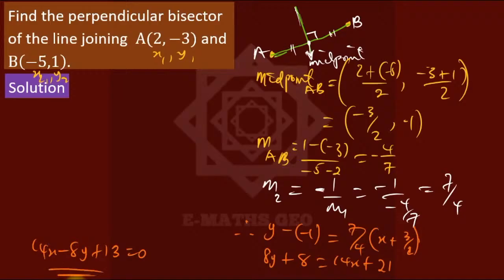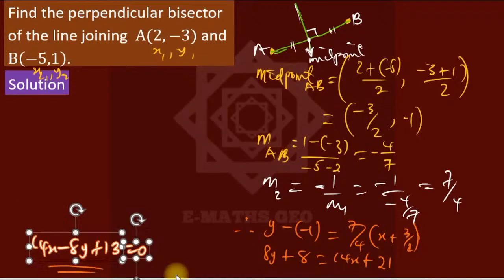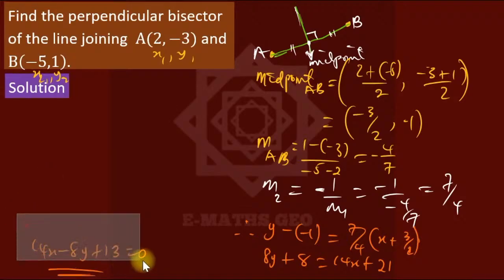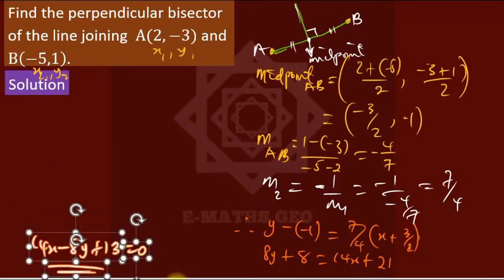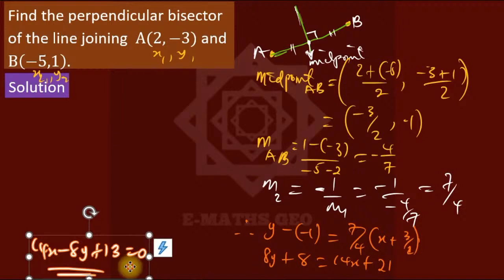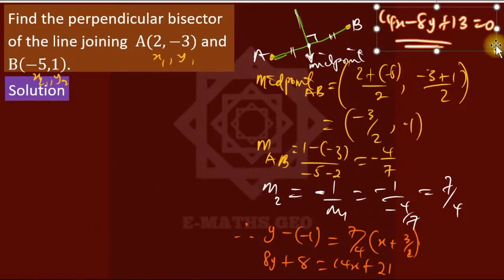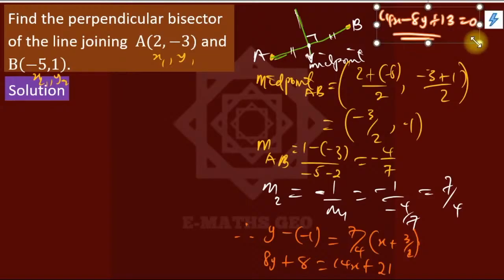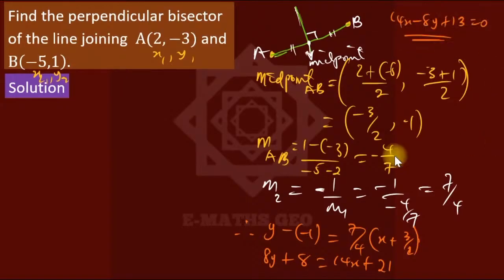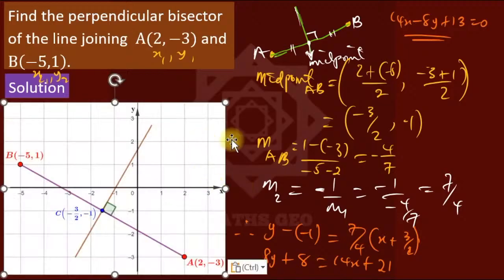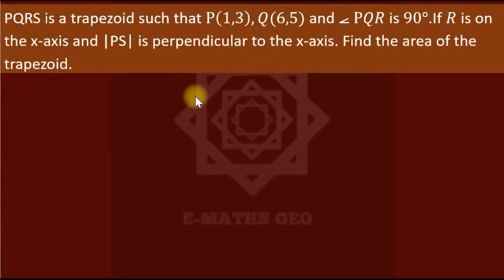That's the answer. And to show you that we are correct, let's look at the real diagram. So this is the actual diagram. So we are correct. The equation of this line is 14x minus 8y plus 13 equals 0. So it's a tricky equation, but still simple.